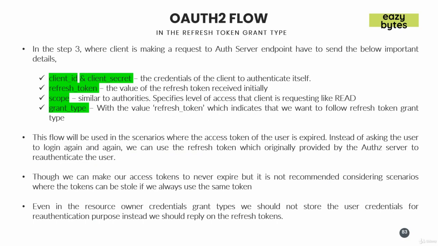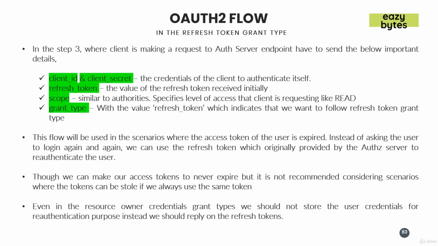This indicates to the auth server that the client is sending a refresh token and wants a new access token for the user. As we discussed, this flow will be used only in scenarios where the access token is expired. Instead of asking the user again and again to log in, we can leverage the refresh token to get the new access token. We should never make our access tokens without any expiration time, because it creates a lot of security issues. Regularly, you have to get the access tokens from the auth servers based upon the refresh tokens.